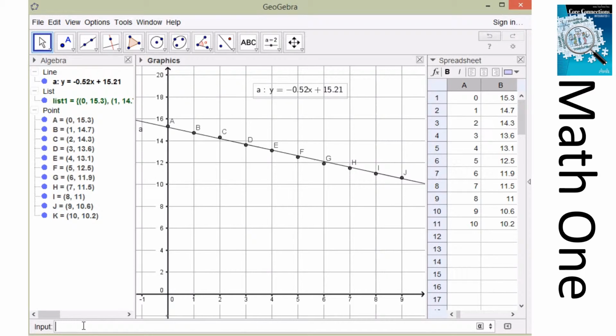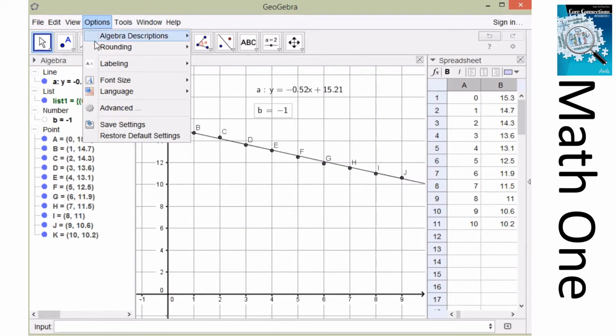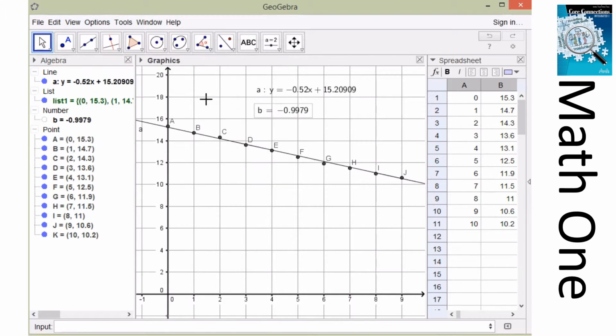I can look at the correlation coefficient by just typing in correlation. And correlation coefficient also requires the list of data, so it's list 1. So when I press enter there, it says my correlation coefficient is 1. That's amazing, because I know it isn't. What's happening in GeoGebra is there's a round off. So if I hit options and go to rounding, I could say, give me 5 decimal places. So my correlation coefficient is very, very strong.